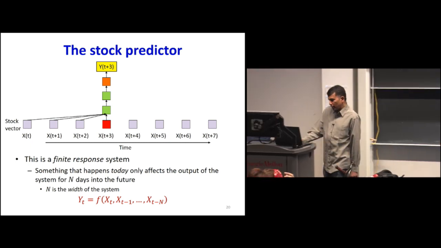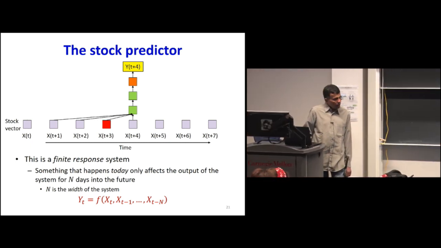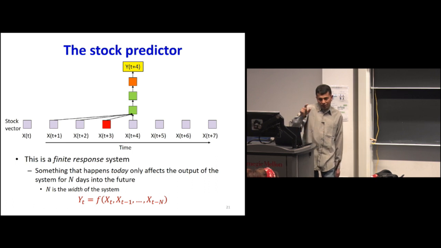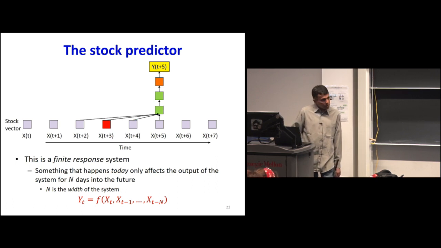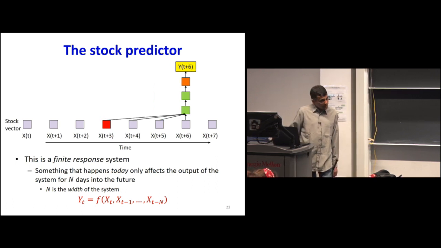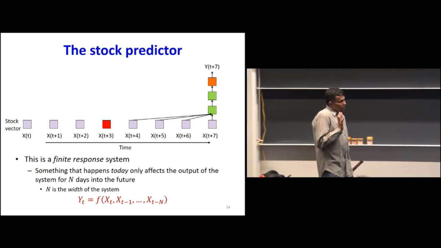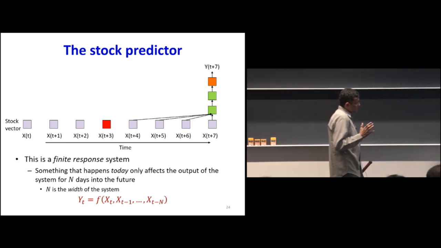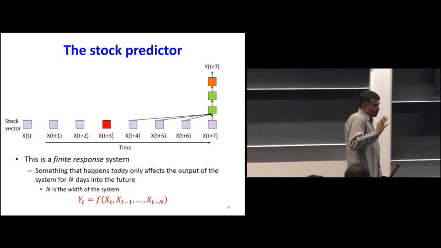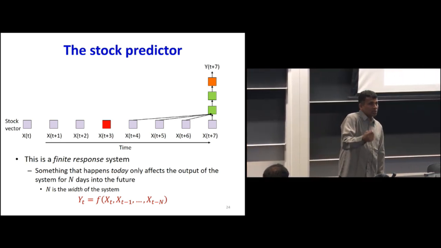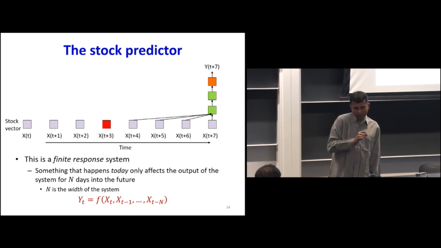At t plus 4, it continues to affect the output, as you can see from the arrows. At t plus 5, it continues to affect the output. At t plus 6, it continues to affect the output. At t plus 7, its effect is gone. So it's a finite response system in the sense that any input causes a change in the output for only a finite amount of time.